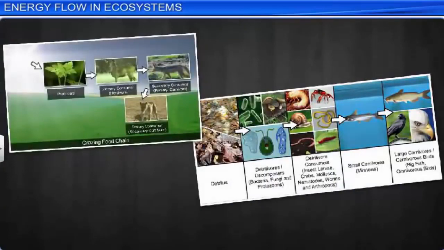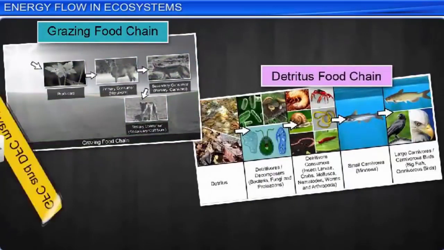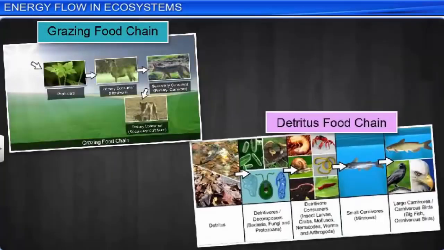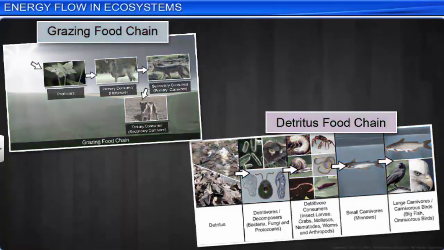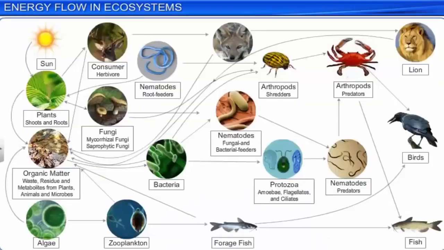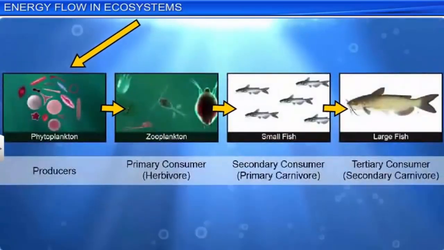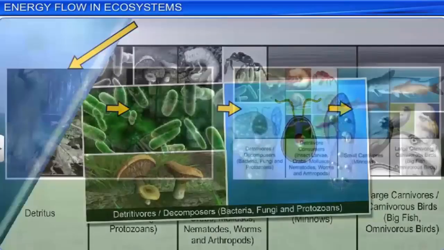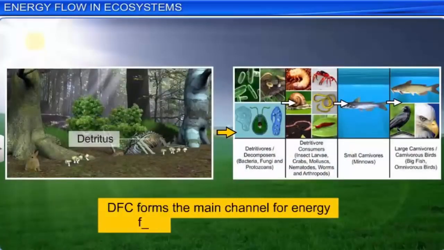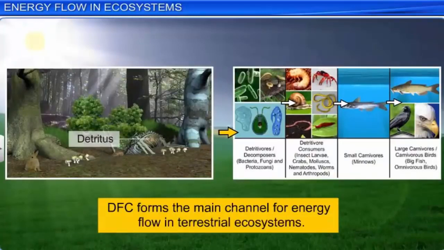An interesting fact about GFC and DFC is that they may be connected at certain levels. This happens when an organism belonging to the GFC dies and enters the DFC, or when omnivores such as crows prey on organisms from the DFC. Such interconnection of food chains leads to the formation of a food web. It is also seen that the GFC forms the main channel for energy flow in aquatic ecosystems, while in terrestrial ecosystems, most of the energy flows through the DFC.